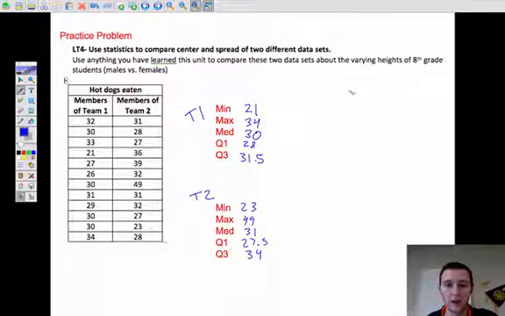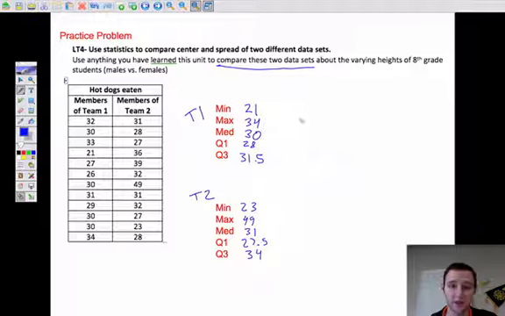Okay, so here is the 5-number summary for Team 1 and Team 2. We can use this 5-number summary or some other kind of way to compare spread. It doesn't have to be a 5-number summary. It can be other things too. I just went with a 5-number summary. So what we can do then is use this to compare these two data sets. So we're going to compare Team 1 and Team 2.